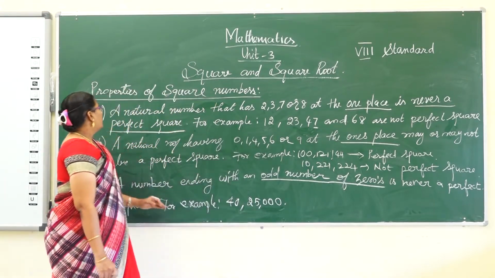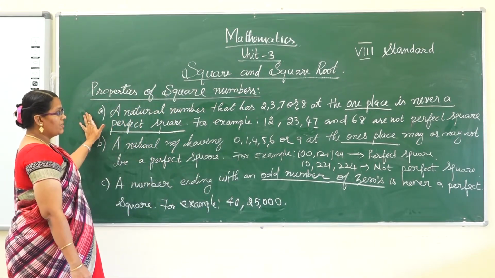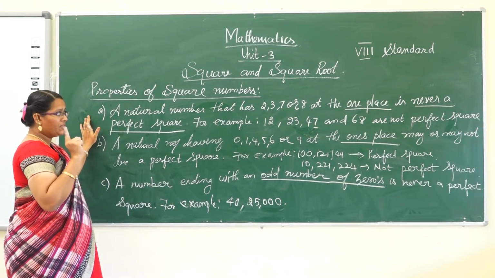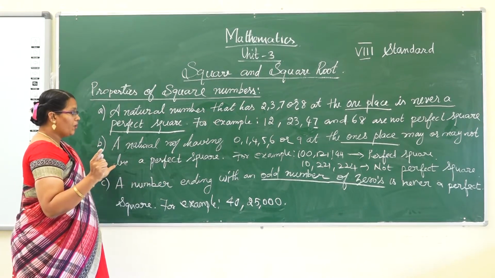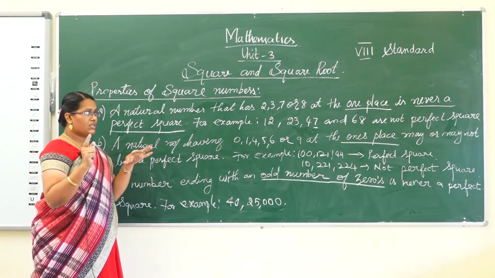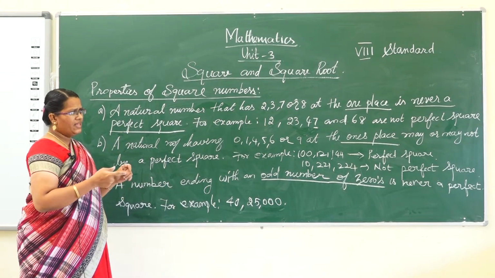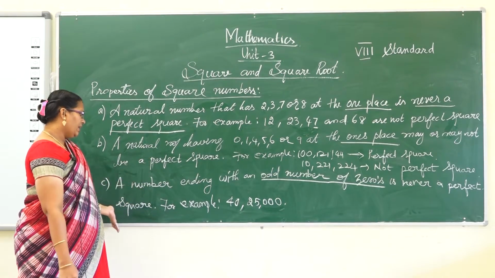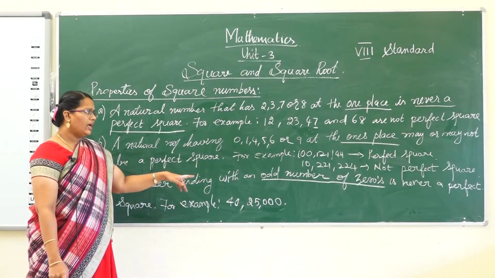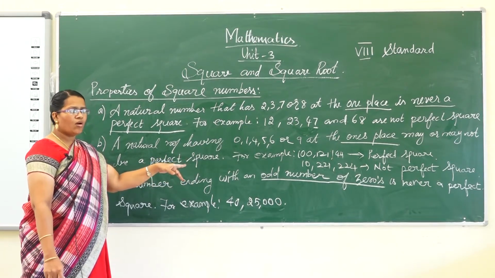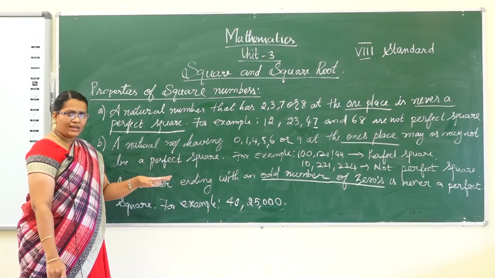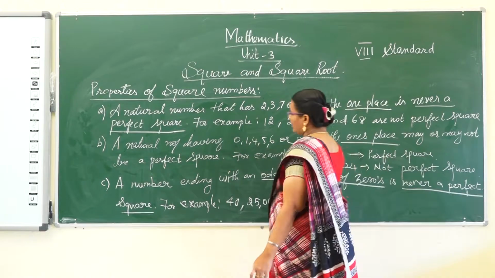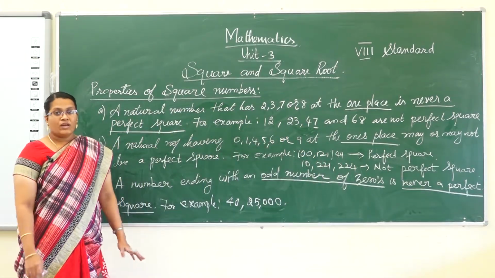Okay, so the first property: a number that is not a perfect square has 2, 3, 7 and 8 in the ones place. And the second property: 0, 1, 4, 5, 6 and 9 in the ones place may or may not be a perfect square. And then the third property: a number ending with an odd number of zeros is never a perfect square.